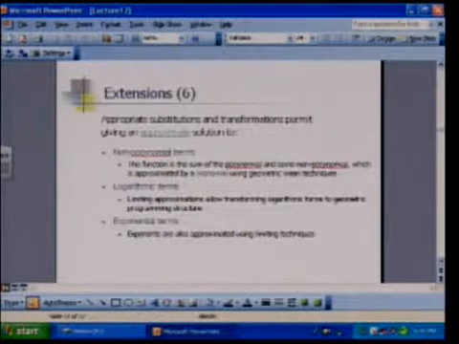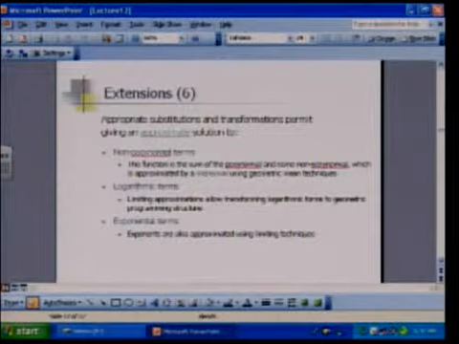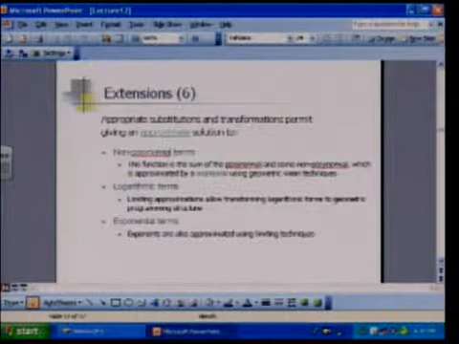And also, if you have some logarithm term, you can make sure that the limiting approximations will actually allow you to transform the logarithm term to a geometric program structure. And if you have exponential terms, in general, they can also be approximated. And most of the time, I think it's just a matter of doing a Taylor series expansion with an appropriate number of terms, which would be good enough to do the expansion.